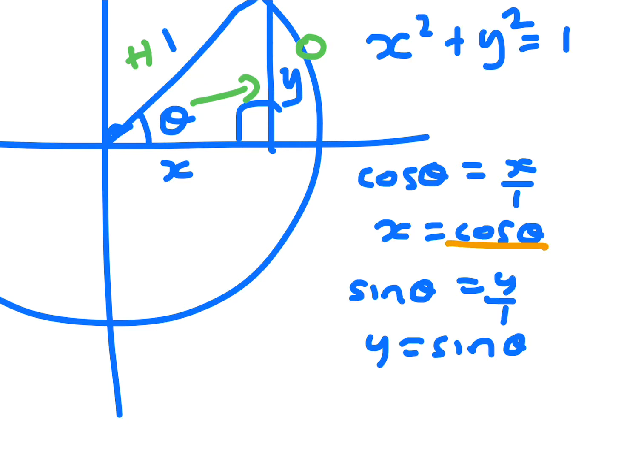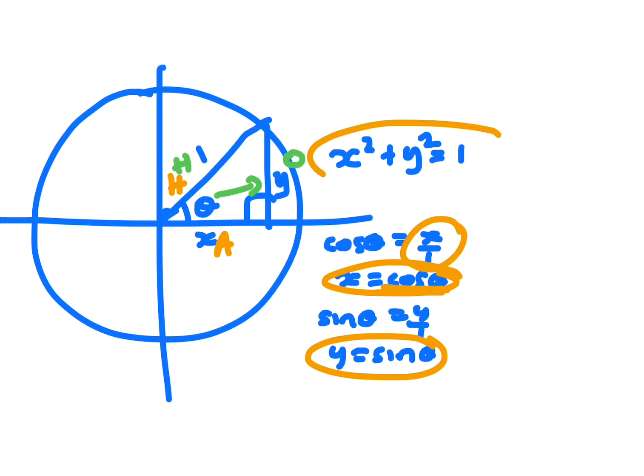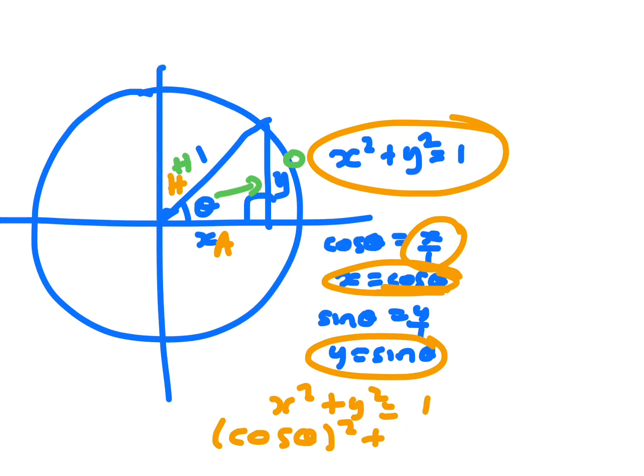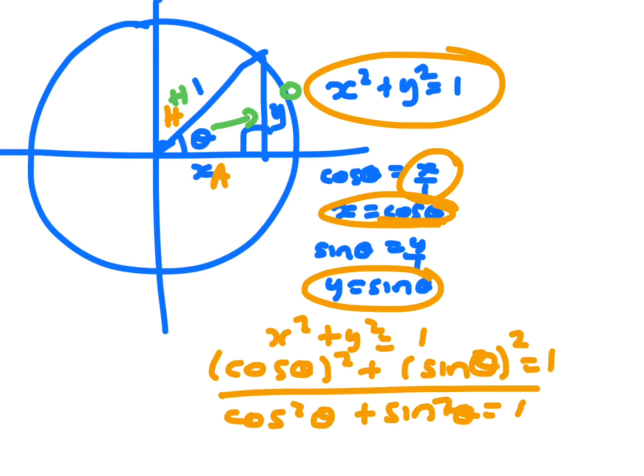And cos, how do you get x over 1? Well, that's adjacent on hypotenuse, that's why it's x on 1. So we know x equals cos theta and y equals sine theta in that triangle. Then if we put it into x squared plus y squared equals 1, x is cos theta, so it's cos squared, plus y, which is sine theta. So that means cos squared plus sine squared equals 1.